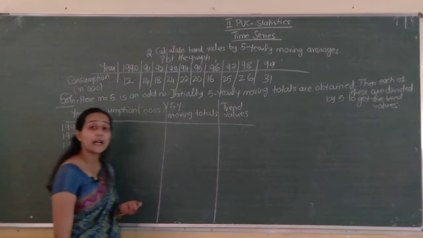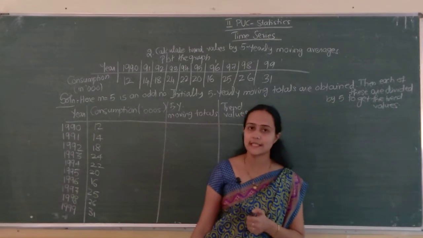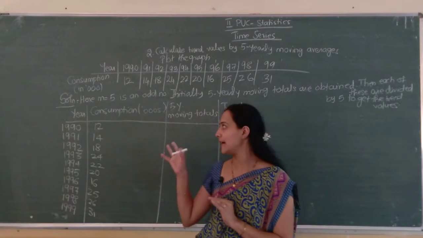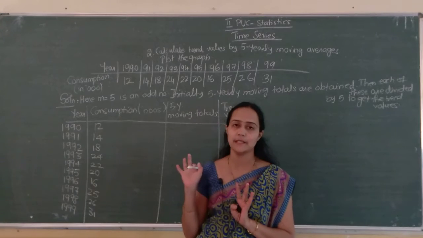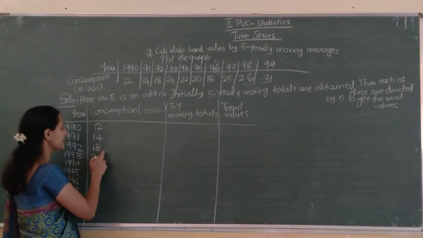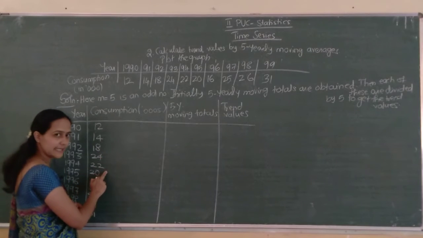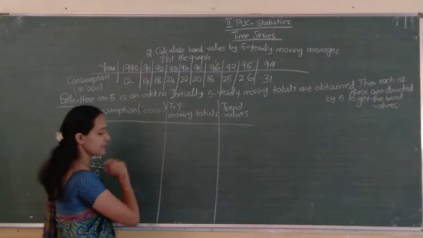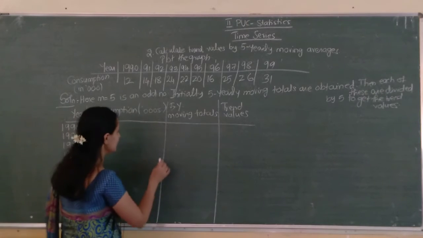Correct now? 5 yearly moving totals means first 5 I have to total, right in the middlemost. 12 plus 14 plus 18 plus 24 plus 22, right in the middlemost, that is against the third observation. The answer is 134.